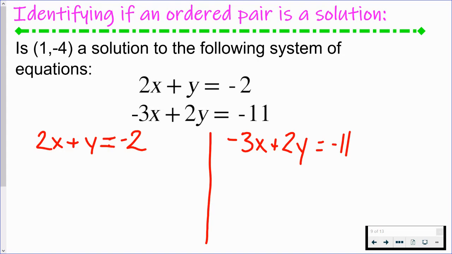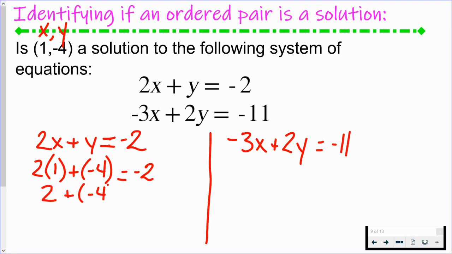This doesn't look like an equal sign. Okay, remember the x and then the y. So I'm going to substitute in everything. I'm going to do 2 times 1 plus -4. I'm going to put that in parentheses just so I don't get confused. Let's clean everything up. 2 times 1 is 2 plus -4 equals -2. 2 plus -4, different signs, subtract. So 4 minus 2, I'm sorry, is 2. Keep the sign of the higher number, which is the 4. So that's going to be -2 equals -2.